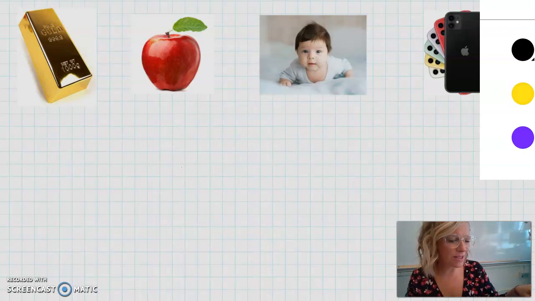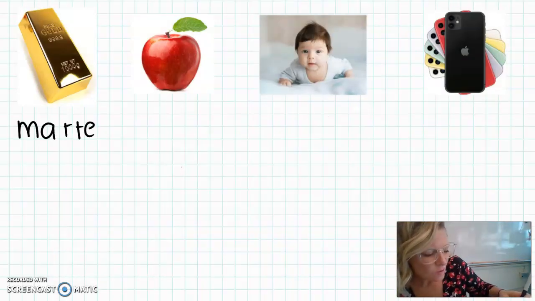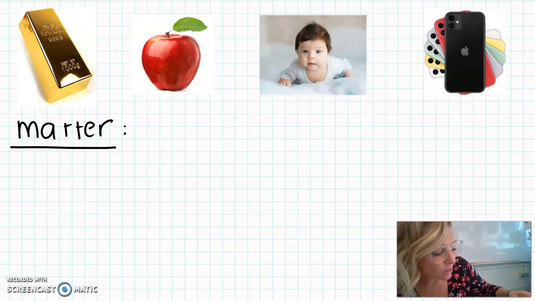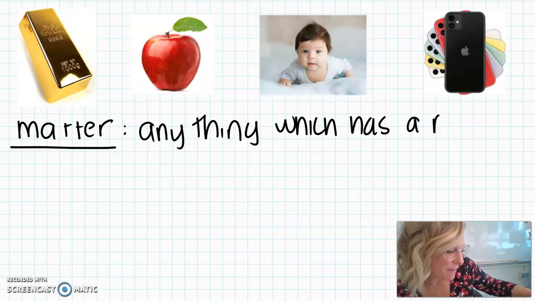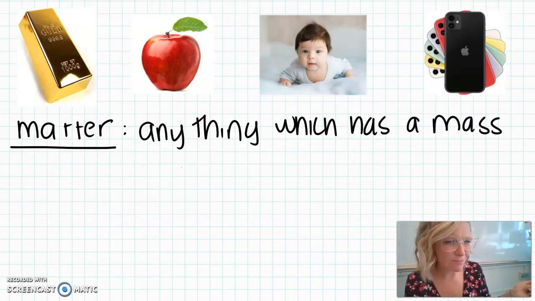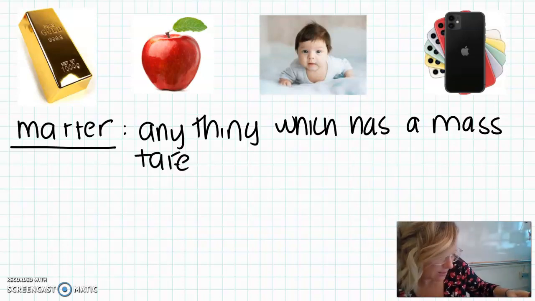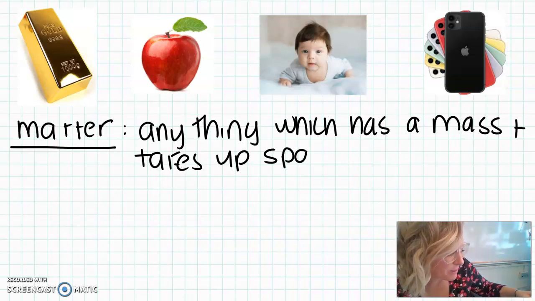So what do these four things have in common with one another? All four of these things are considered matter. So how do we define what is matter? Well, matter is going to be anything that has a mass. So an apple has a mass, a baby has a mass, an iPhone has a mass, okay? And not only does it have a mass, but it also takes up space.